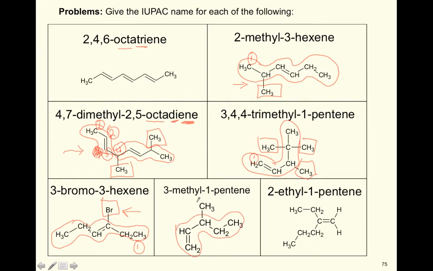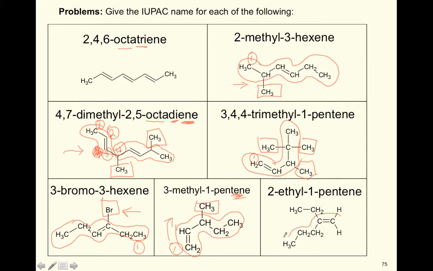Longest continuous chain, which contains the entire double bond. Here we go. I have this coming off. The priority goes to the double bond. It gives it its last name. This is carbon number 1. It goes in this direction. So I have my methyl group on number 3. 3-methyl-1-pentene.